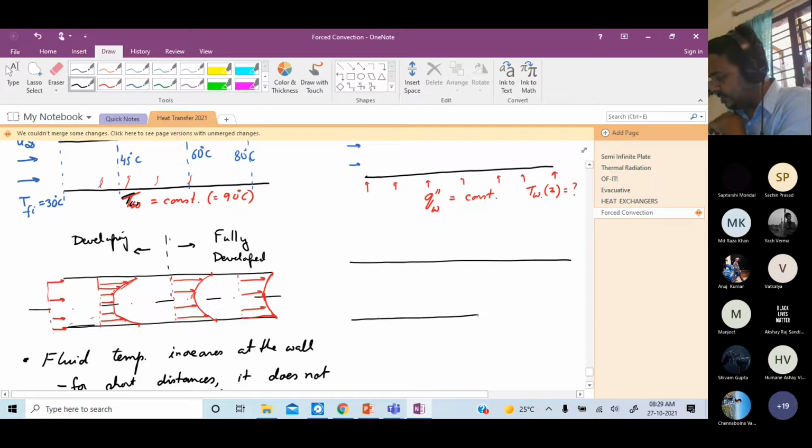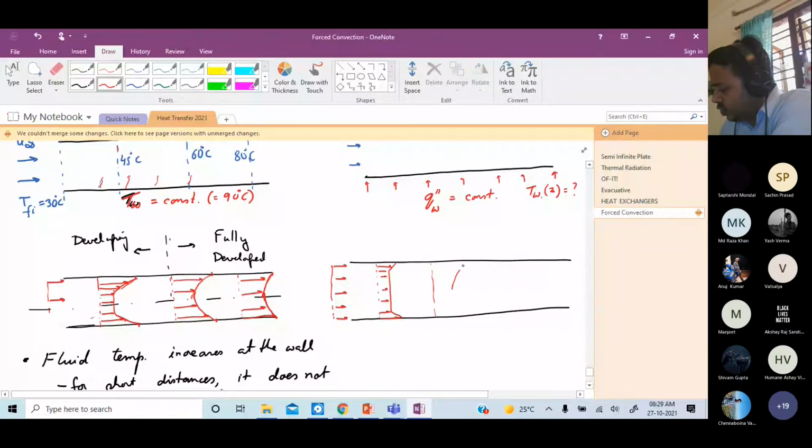So let us see what is happening here. Similarly, at the entry, this is how the fluid temperature is. Slightly inside, still developing. Then it becomes fully developed. And let us say it is like this.